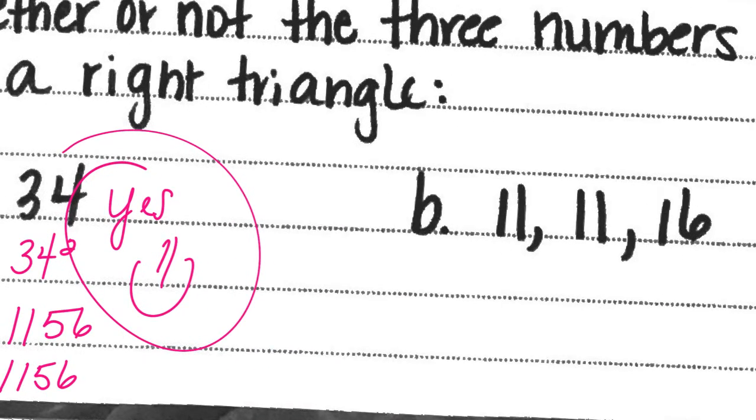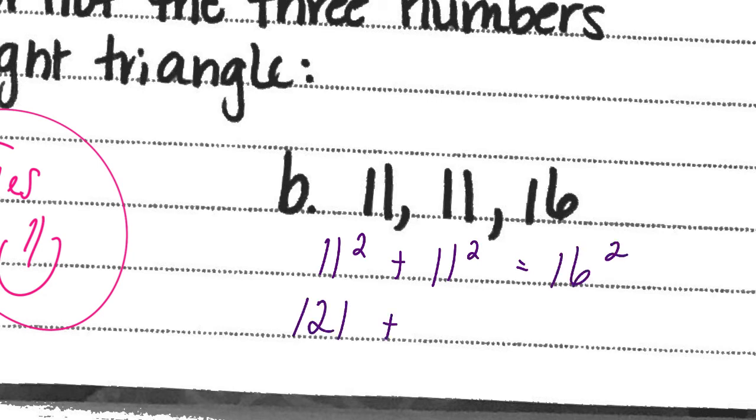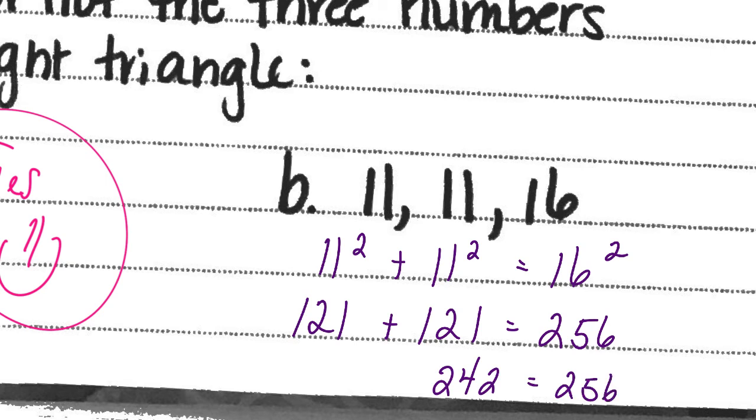All right, last one. Let's go ahead and look at this one. Hopefully you know what 11 squared is. 11 squared plus 11 squared is equal to 16 squared. Well, 11 squared is 121. Is 121 plus 121 equal to 16 squared? 16 squared is 256. I do not think these are equal. Therefore, this would be no, it is not a right triangle.